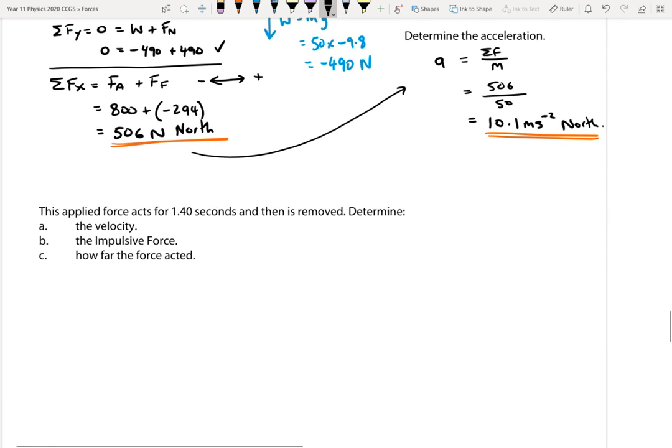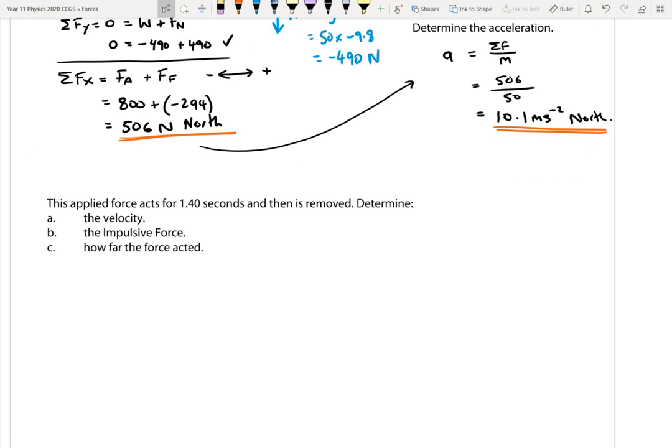Okay, now let's suppose there's a limit. Imagine this was a person pushing this box. They're not going to be able to apply that force indefinitely, because have a think, after 10 seconds they're traveling 100 meters per second. So it's going to cap out. It is unrealistic.